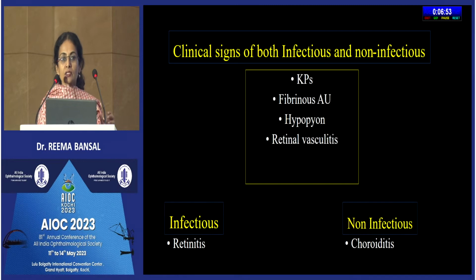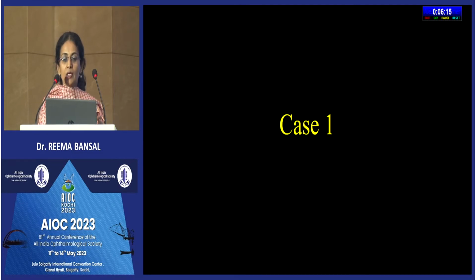But there are some signs which are exclusively dedicated to infectious uveitis, like retinitis, unless it's Behçet's disease. But we all know how rarely we see retinitis in Behçet's, because primarily Behçet's presents with hypopyon and vasculitis and choroiditis. So by and large, if you're seeing choroiditis, you should think of a non-infectious uveitis. With this, I'll present a few examples of hypopyon where we can differentiate between infectious and non-infectious.